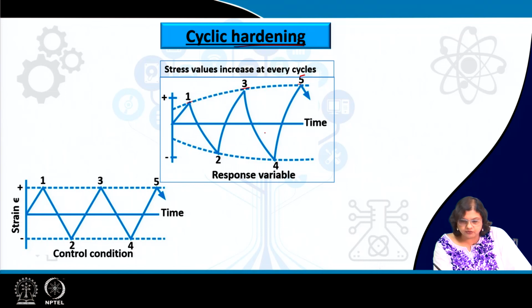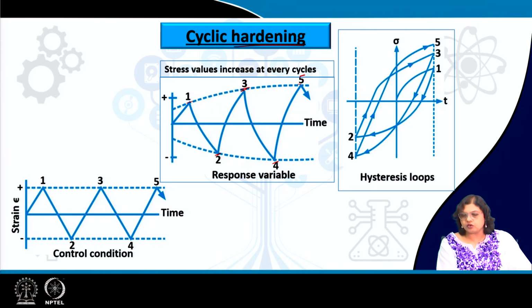So, 1, 2, 3, 4, 5, and we can see that the stress values in both the positive and the negative directions are higher than the previous values, and that is nothing but cyclic hardening. So, the hysteresis loop will look something like this.